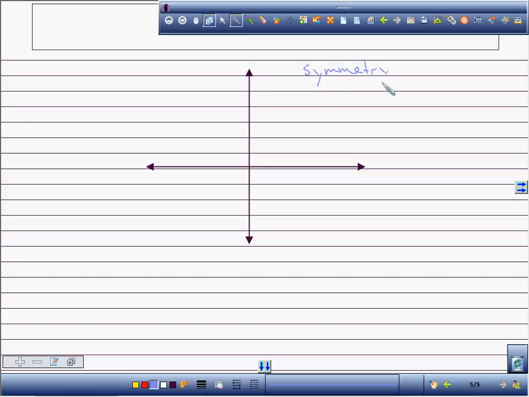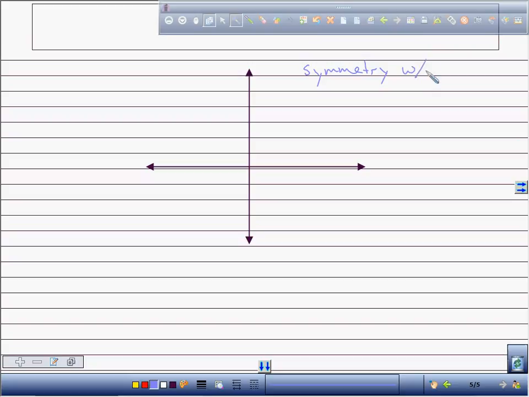Symmetry with respect to the pi over 2 axis, also known as the what axis? Where's pi over 2? The y-axis. Yeah, that's the same as the y-axis.